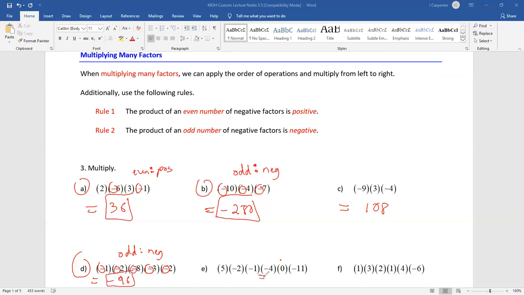We said the answer to E is 0. If we try out F, that answer should end up being negative, what's that, 144, right? Yes.